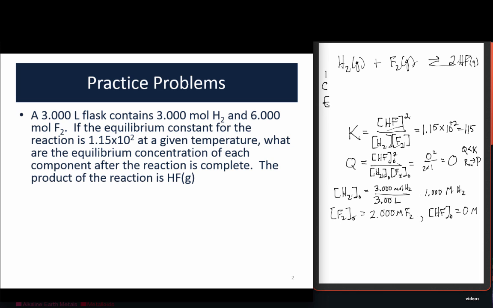Okay, so the initial conditions we just calculated. For hydrogen, it's going to be 1 molar. So the values go into the ICE chart in terms of molarities. For fluorine, it's 2 molar. And for HF, it's 0. Okay, so then the change is how the reaction is going to change as time goes on.